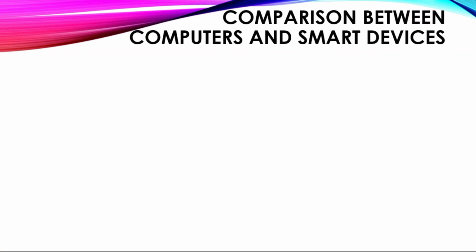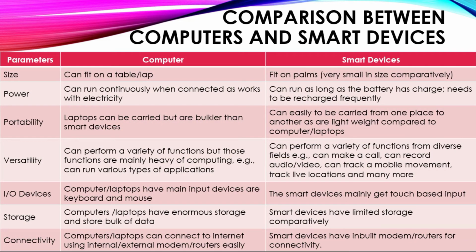So now the next topic is comparison between computer and smart devices. Here again it is in tabular format. We will see what is the comparison between computer and smart devices. First is size. Computer can fit on a table or on a lap. Smart devices can fit on a palm. For example, for smart devices take your phone and for computer take a laptop. So laptop can be fitted on your lap or you can keep it on a table. Whereas smart devices you can use in your hand or on your palm.